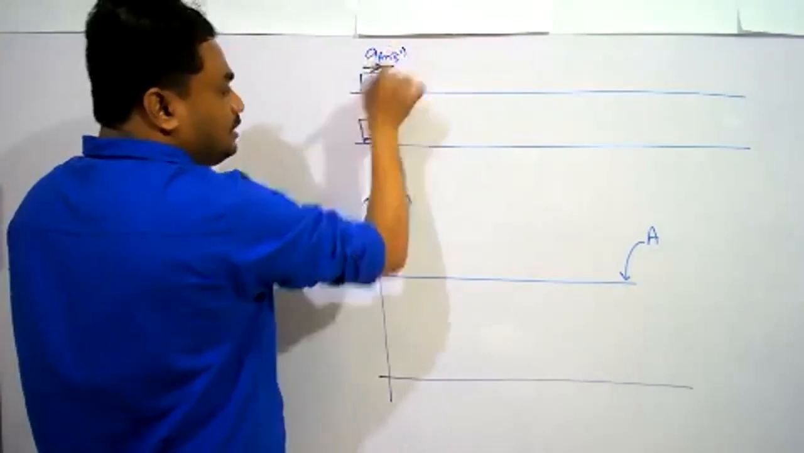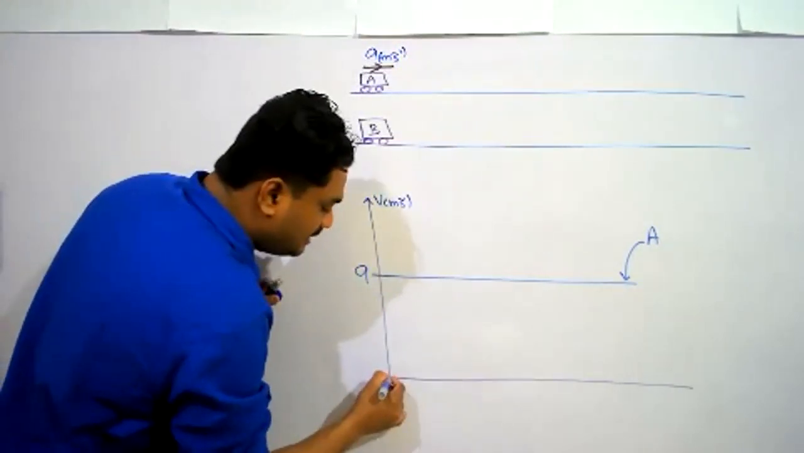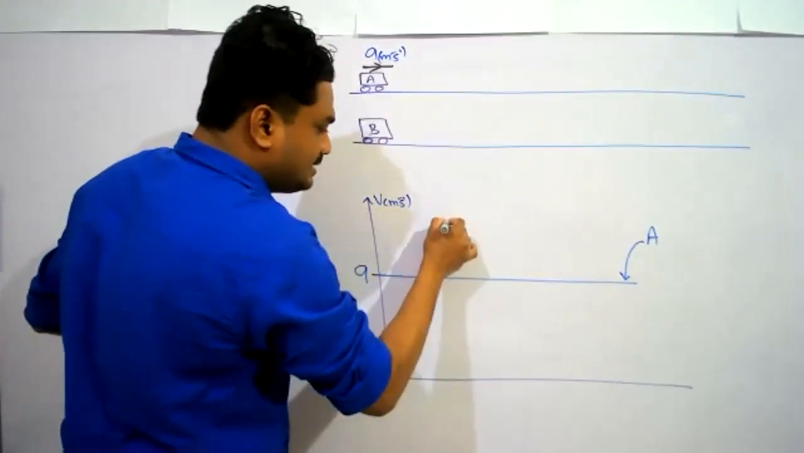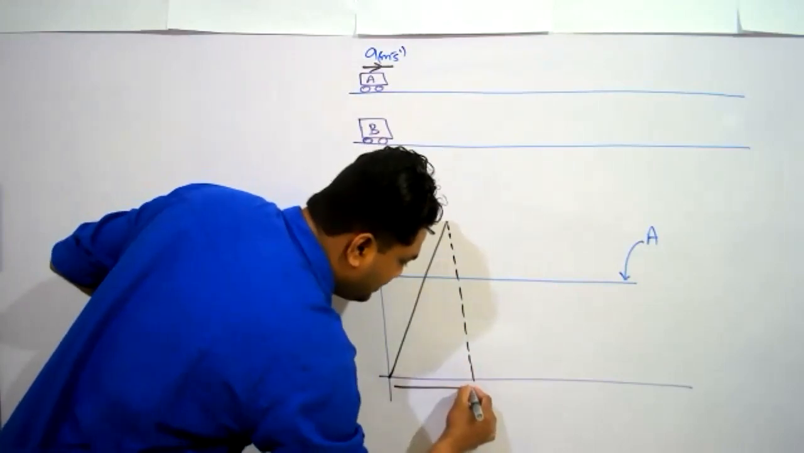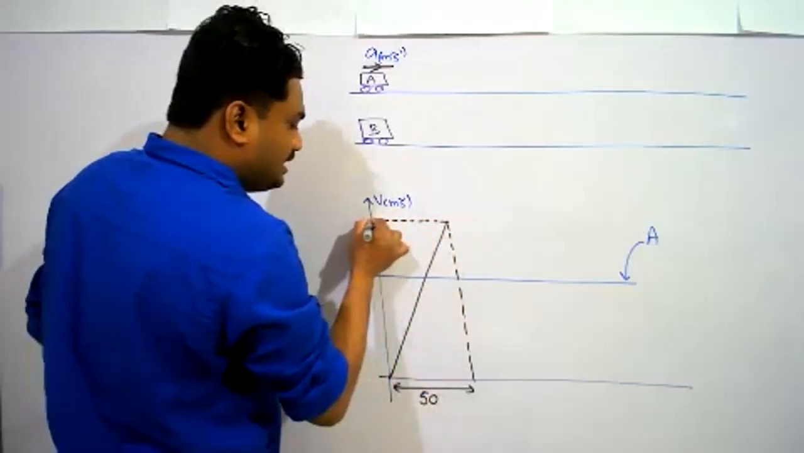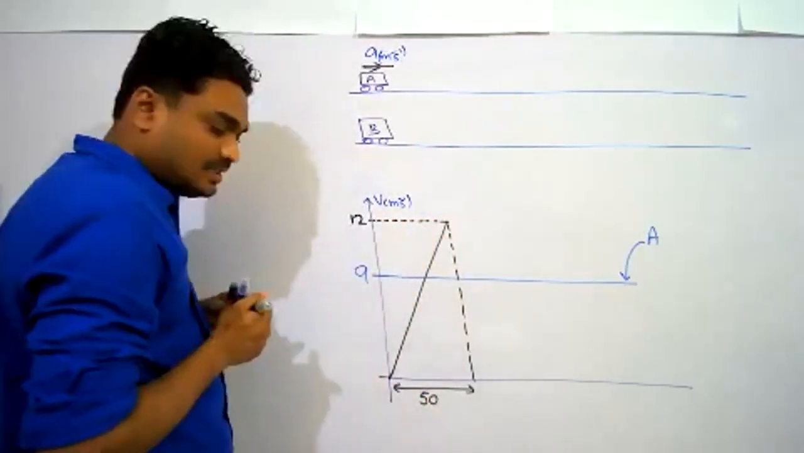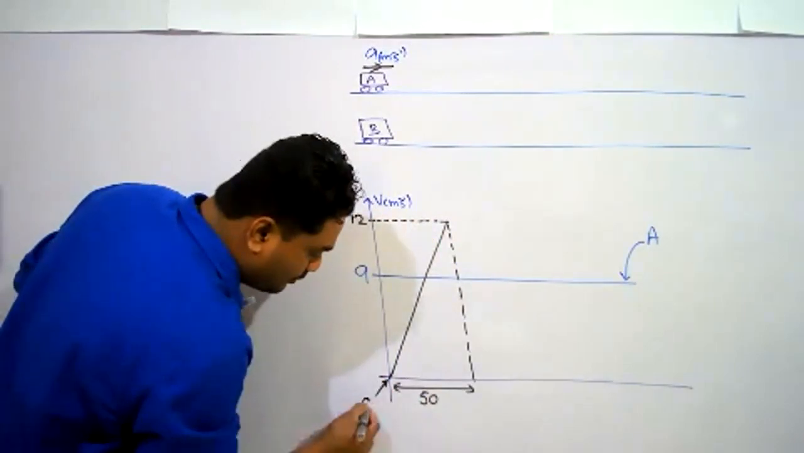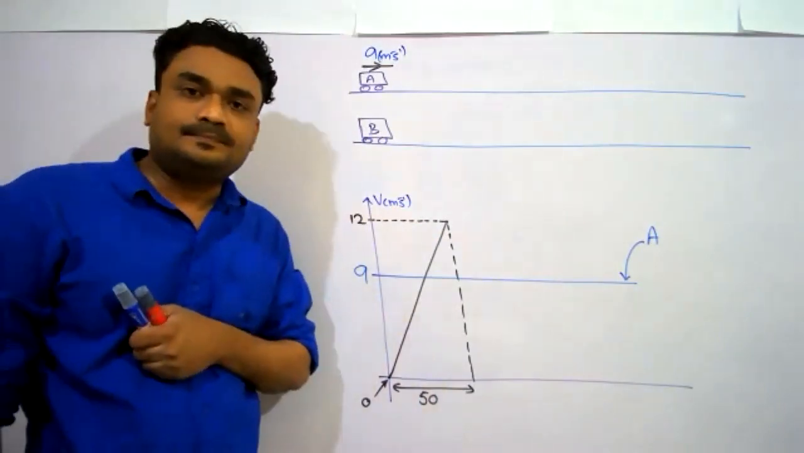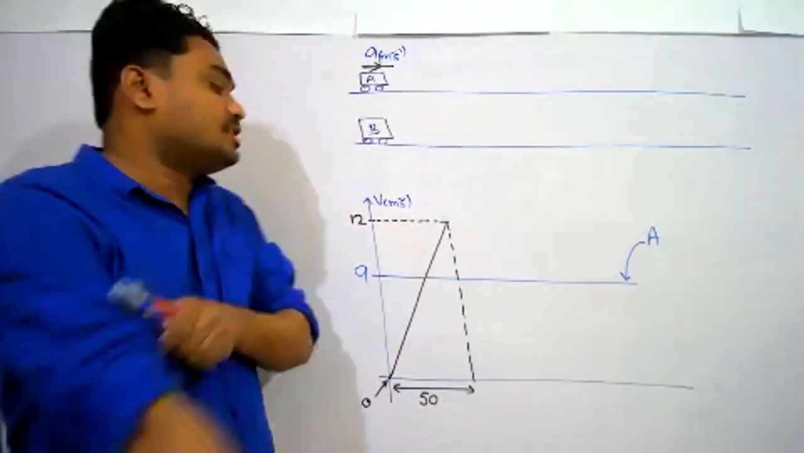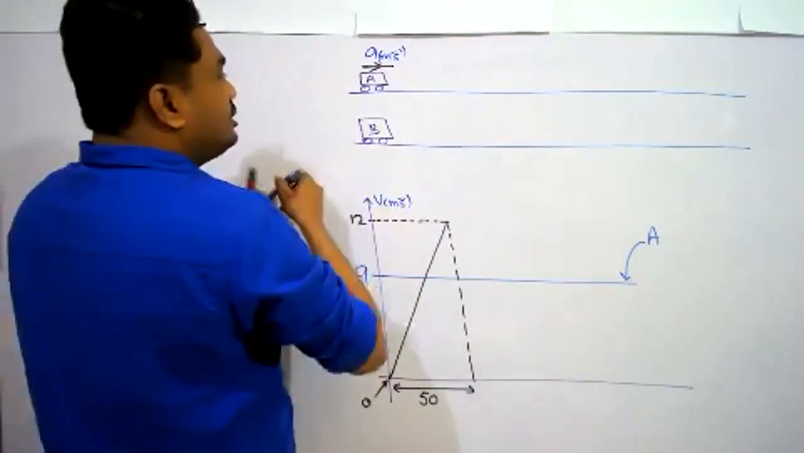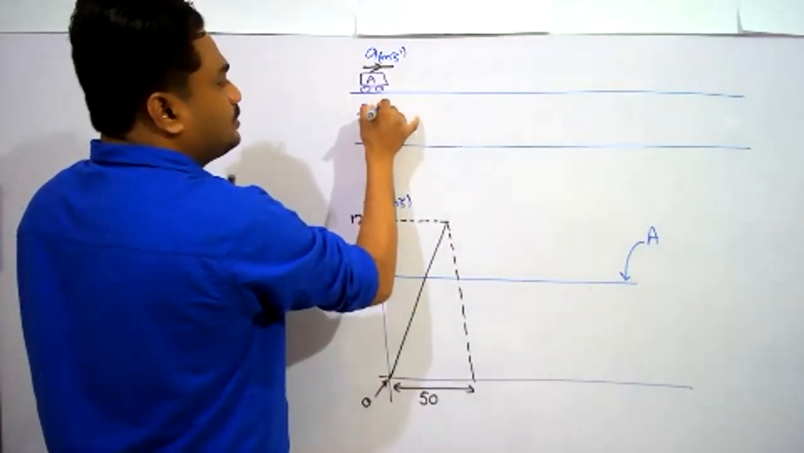If you check B's graph, you will see something like this. Let me use black color for it. You will see that it accelerates during the first 50 seconds and obtains a velocity of 12. So this is the 0 point. What is the initial velocity of B? 0. Very good. Initial velocity of B is 0.